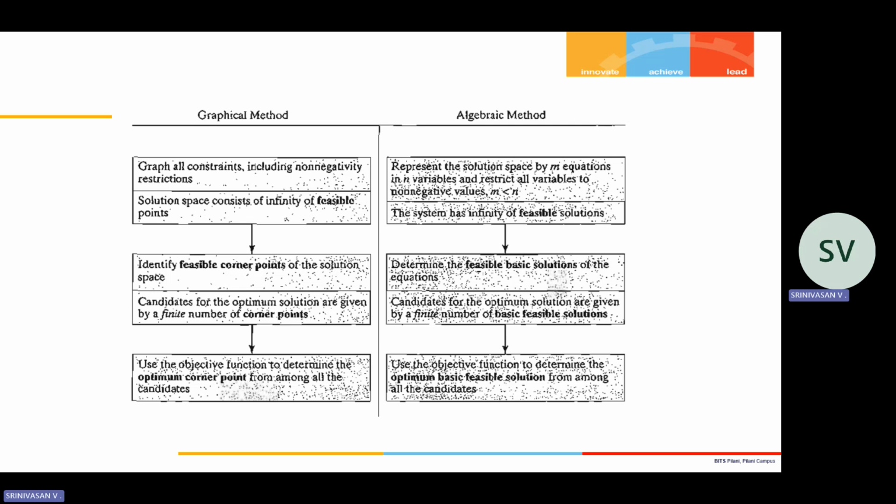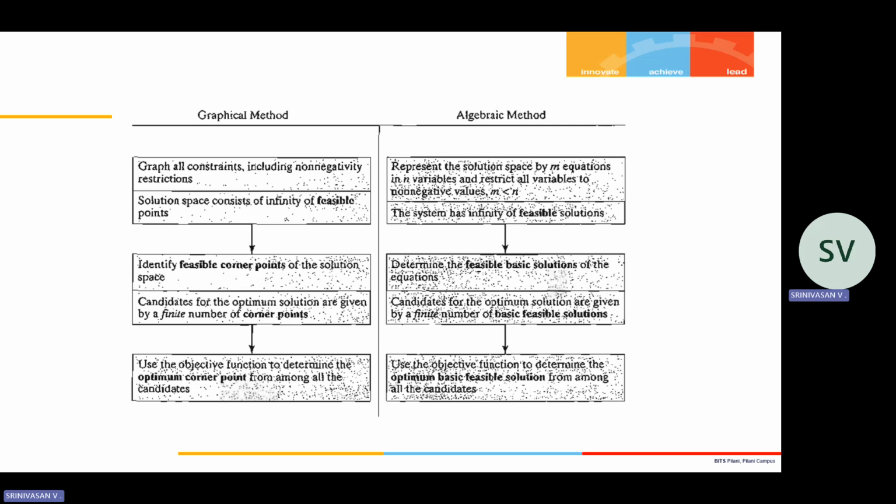Identify feasible corner points. You have the intersection of those two or three straight lines, which are your constraints. You will find the common area, that is the feasible region or feasible solution space, from which you will take the corner points. Identify feasible corner points of the solution space. Candidates for the optimum solution are given by a finite number of corner points. Naturally, you'll have only 3 or 4 or 5 corner points.